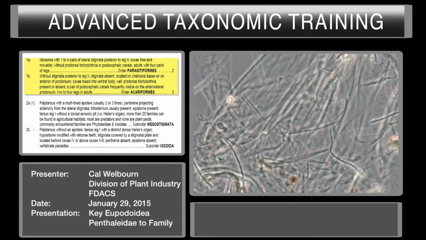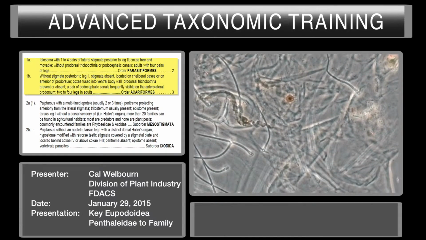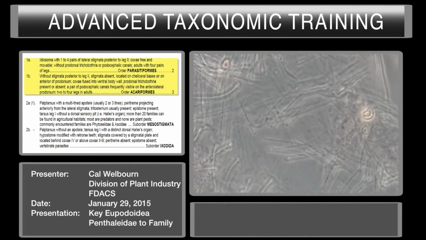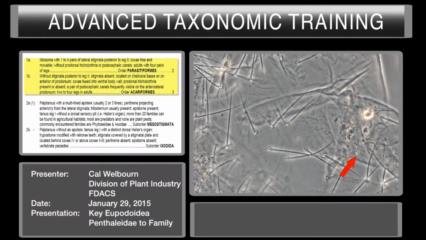We know there's no lateral stigmata. We don't see anything in the gnathosomal region. So look at the other characters: coxae fused to the ventral body versus coxae being free movable segments. This is coxa 2. There's leg 2 here. This is the coxa, and you can see it's definitely not a movable segment. You can see it's fused to the ventral side of the idiosoma.